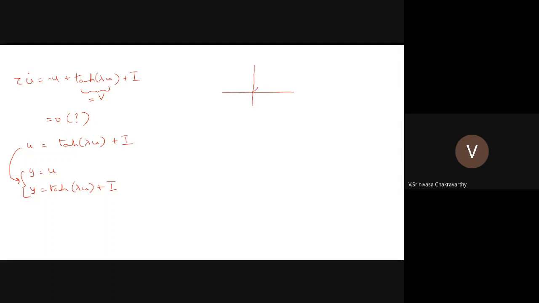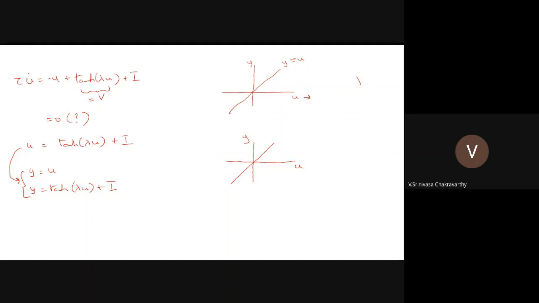So y equals u is obviously a straight line. Here the x-axis is u and the y-axis is y. So this is y equals u. The other equation is tanh of lambda u plus I. Here again you have two cases. This is just to show that even such a simple equation has rich properties and is quite non-trivial.